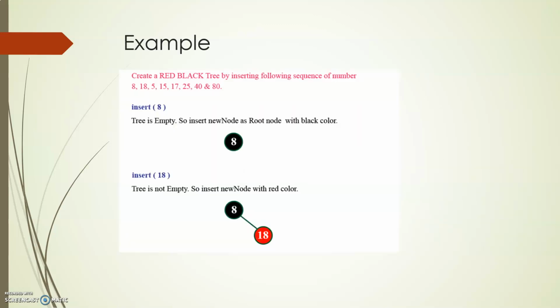Create a red-black tree by inserting the following sequence of numbers: 8, 18, 5, 15, 17, 25, 40 and 80. First we have to insert 8. Since the tree is empty, 8 is going to be the root node and it's going to be colored black. You can see here. Then you are going to insert 18.